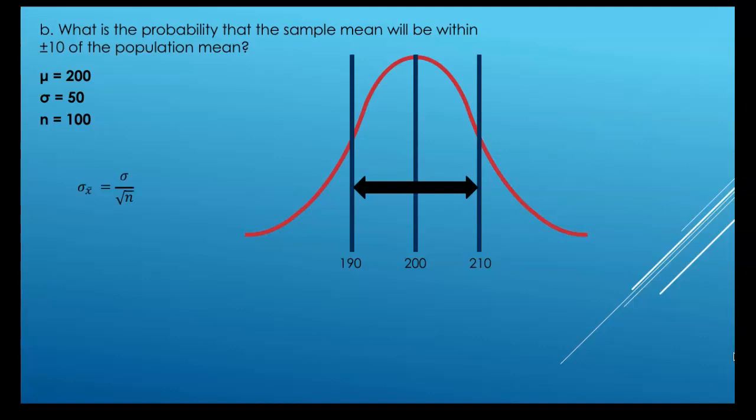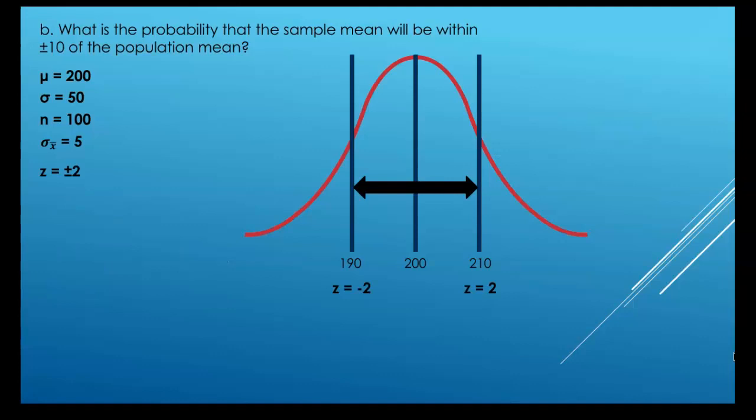We can now find our standard error. Our sigma and our sample size are still the same. So our standard error is still just going to be 5. Now we can find our z-scores. Our z-scores are going to be slightly different because instead of 195 and 205 that we had back in part A, we have different numbers. So now we do 210 minus 200 all over 5 and 190 minus 200 all over 5. Those are going to give us z-scores of plus and minus 2.